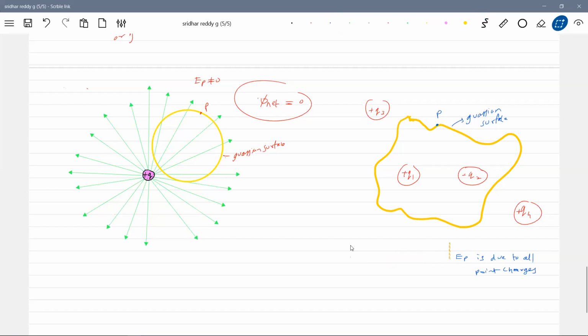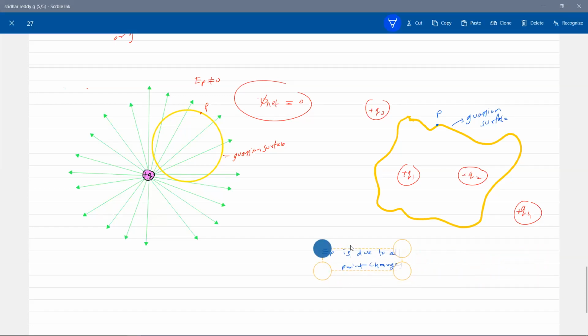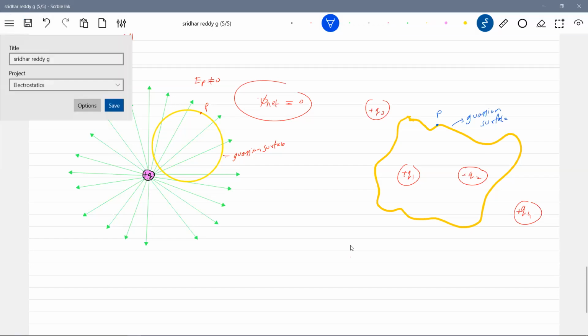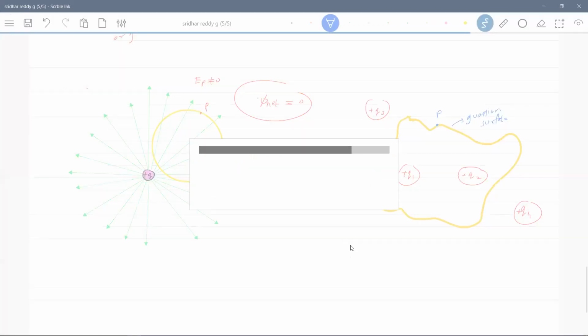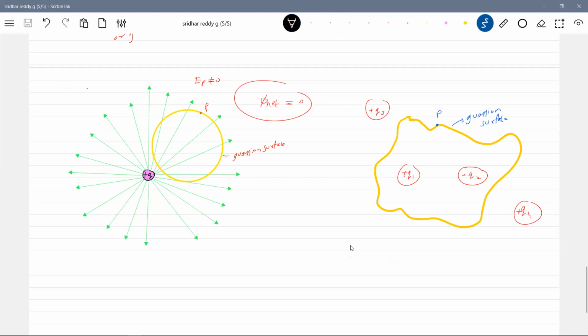This is the one thing. Field strength at point P is due to all charges. I'll write the description. This question was asked in advance because he just wanted to give a very basic picture about the flux one. So first, the electric field at point P is due to all charges. Okay, fine.